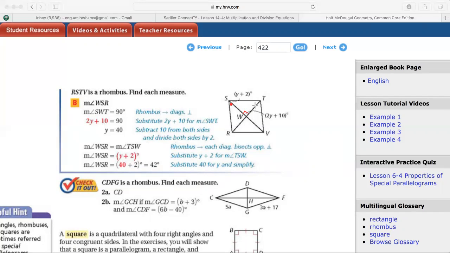WSR is equal to angle TSW. This one is equal to this one. The orange one is equal to the red one. Since I got the value of y, I'm going to substitute it in the orange angle. So y plus 2 is equal to 40 plus 2. And since the diagonal bisects the angle into two equal angles, the red one is equal to the orange one. So it is equal to 42.